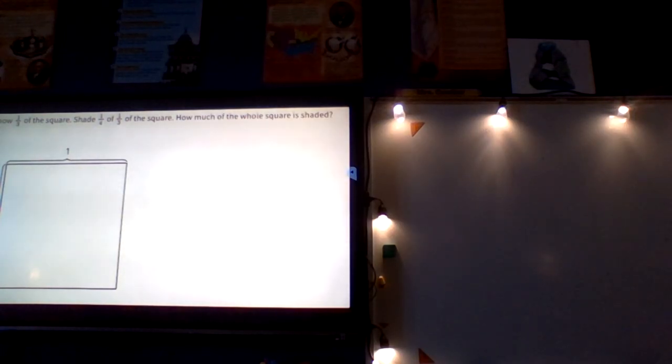So it says show 1/3 of the square. So the first thing I need to do with this is what? Ava, draw a stick.